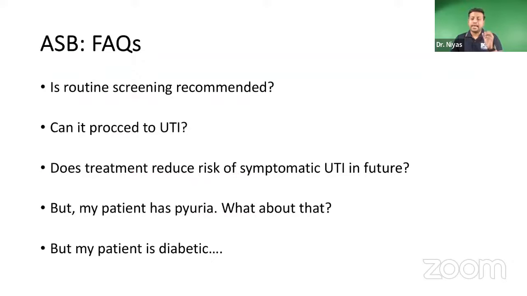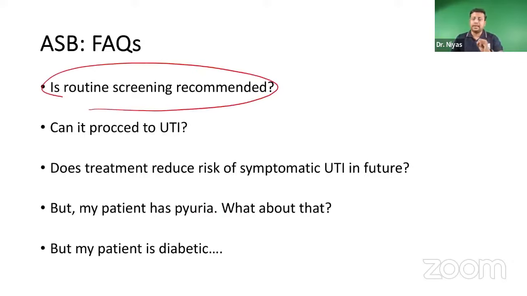Most patients with asymptomatic bacteriuria should not be treated. There is no indication for treatment of asymptomatic bacteriuria in most patients. So routine screening for asymptomatic bacteriuria is not indicated, for example in an executive checkup or pre-operatively. Do not do a urine culture to look for asymptomatic bacteriuria.